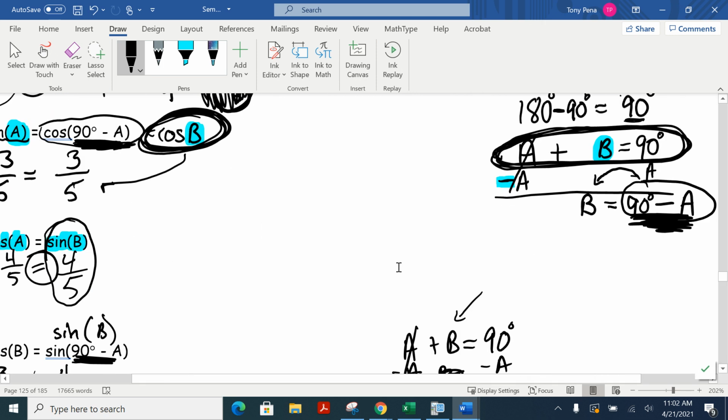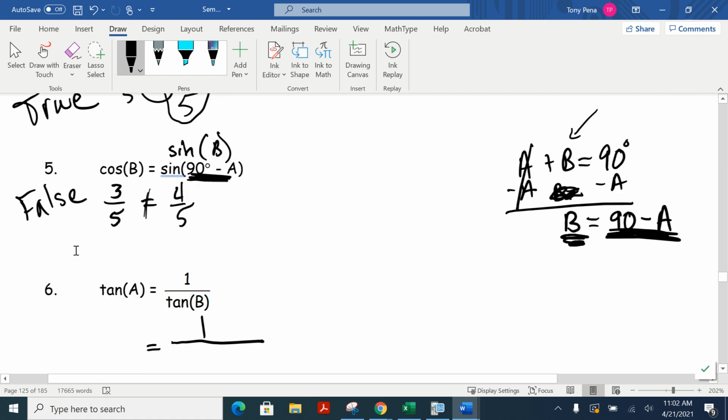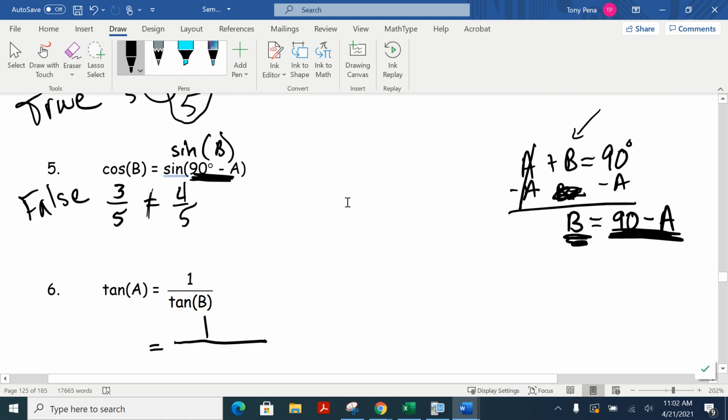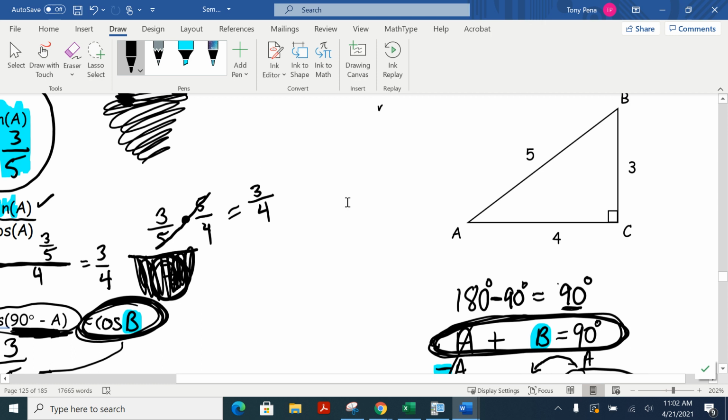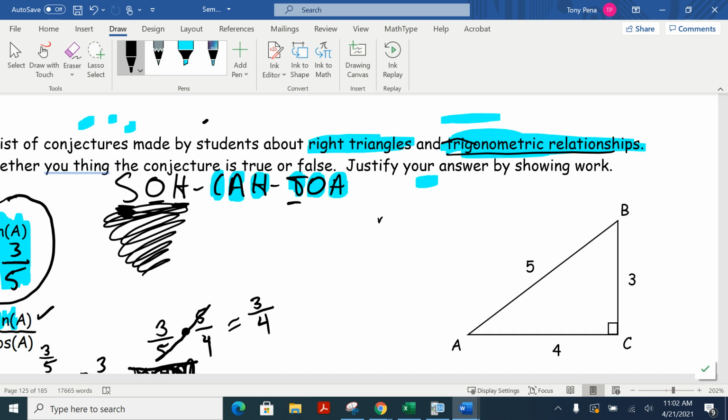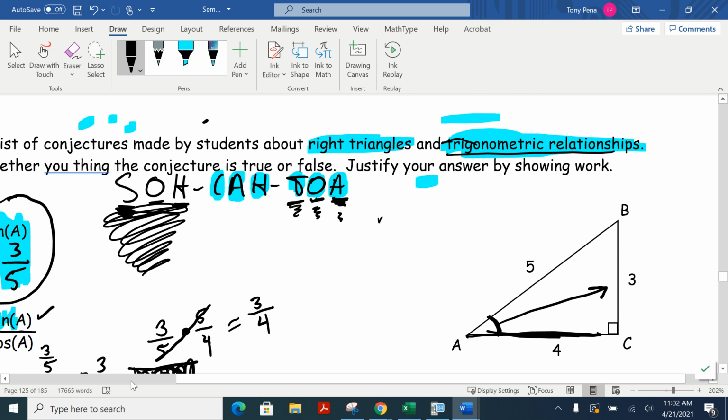So the first one, we want the tangent of angle A. First time we've done tangent today. The tangent is the opposite side over the adjacent side. So tangent is opposite over adjacent. So if we're going to do angle A, here's angle A. The opposite side of angle A is 3. The adjacent side of angle A is a 4. So that would give us 3/4.